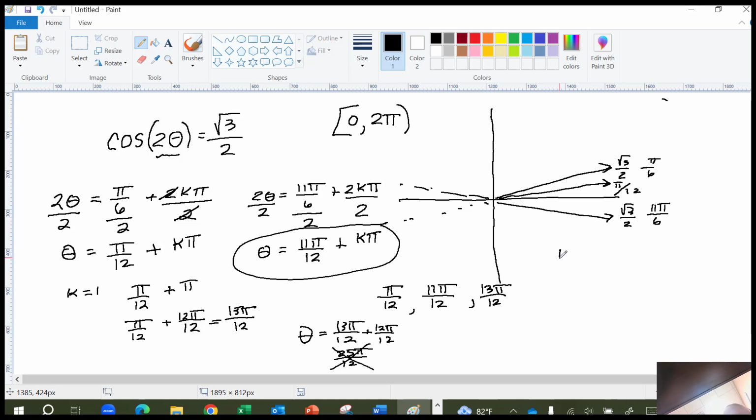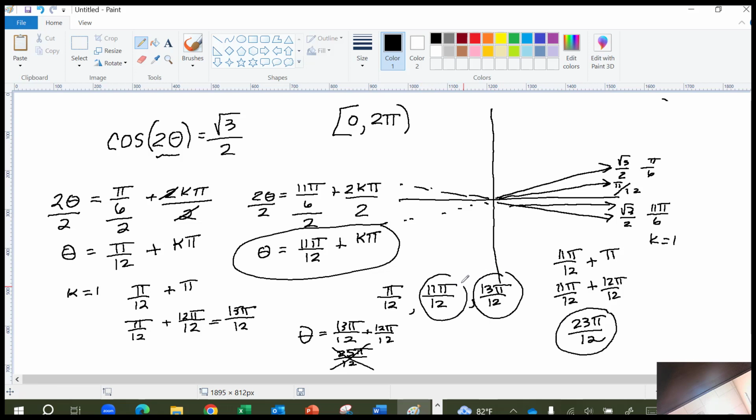So we've got 11 pi over 12 plus, let's go ahead and add pi, 1 where k is 1, and we get 11 pi over 12 plus 12 pi over 12, and that's 23 pi over 12. Well, guess what? That's right in here. So that is also an angle.